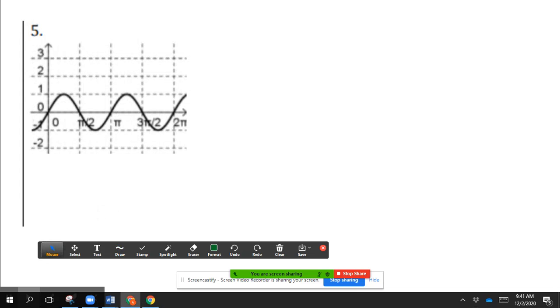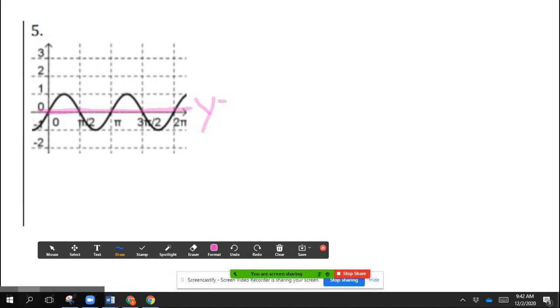Next example. I can identify first the midline of the function, and the midline of the function is again the x-axis, y equals 0. I can see that the graph reaches above the midline 1 and below the midline 1. So that means that our amplitude is 1.